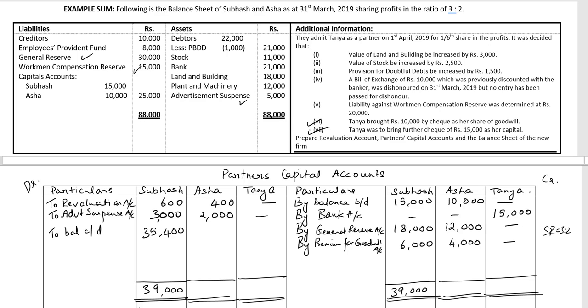For Asha, it's 26,000 greater total minus the debit side 2,400, which comes up to 23,600. And for Tanya, 15,000 greater total. The balance carried down, 15,000 rupees. So we've prepared the partners' capital accounts. Next, let's go to prepare the balance sheet.